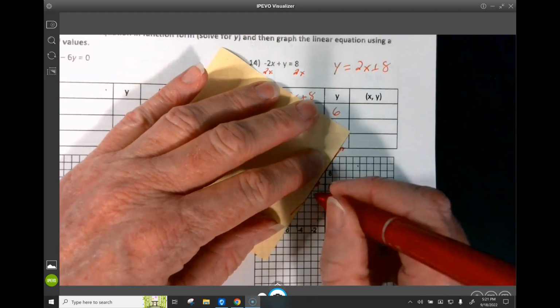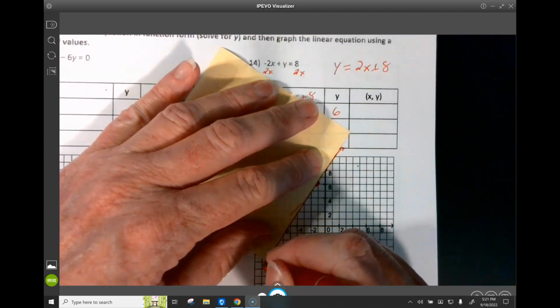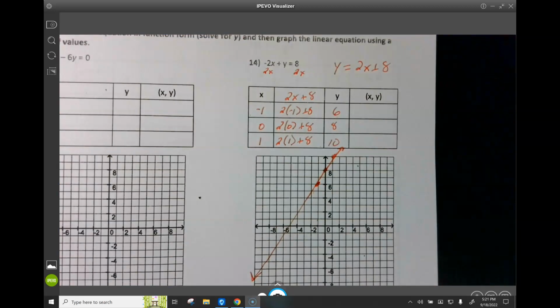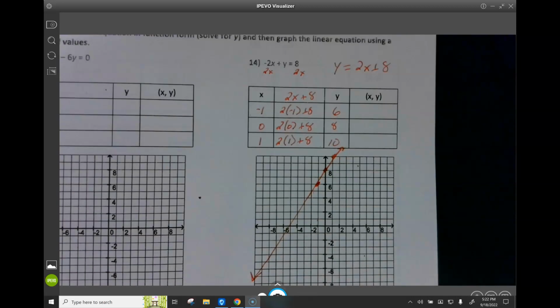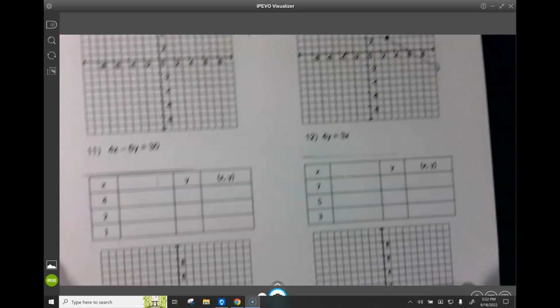Let me draw it down here. Whoops. To the edge. Close enough. Good. Okay, so you get graphing of that. Let's go to number 11.